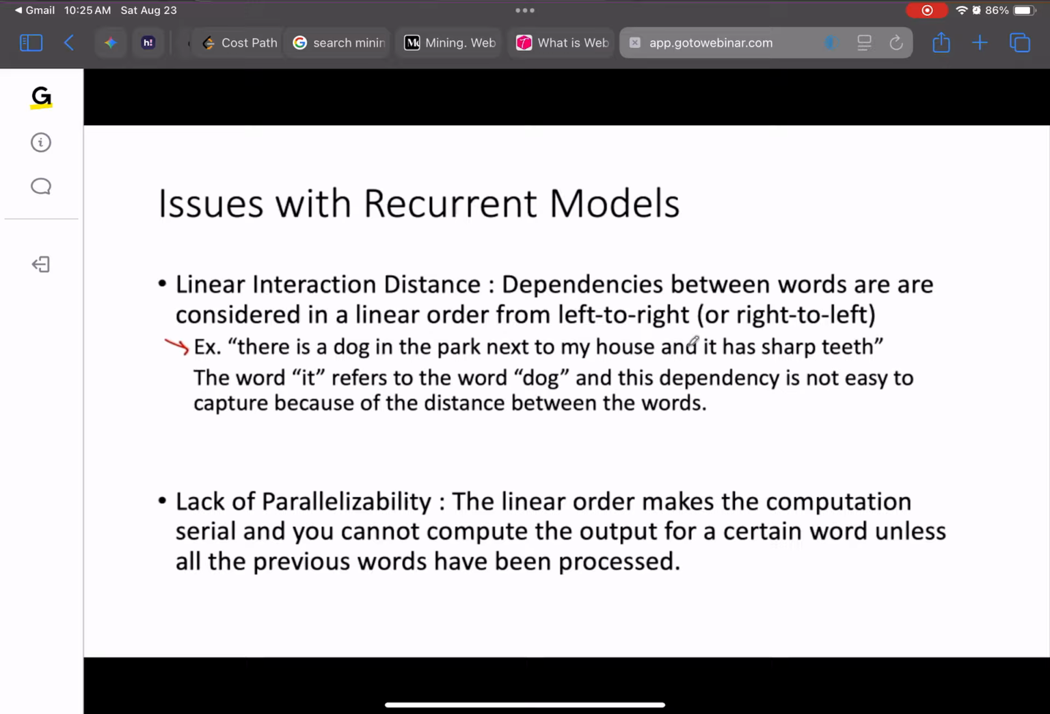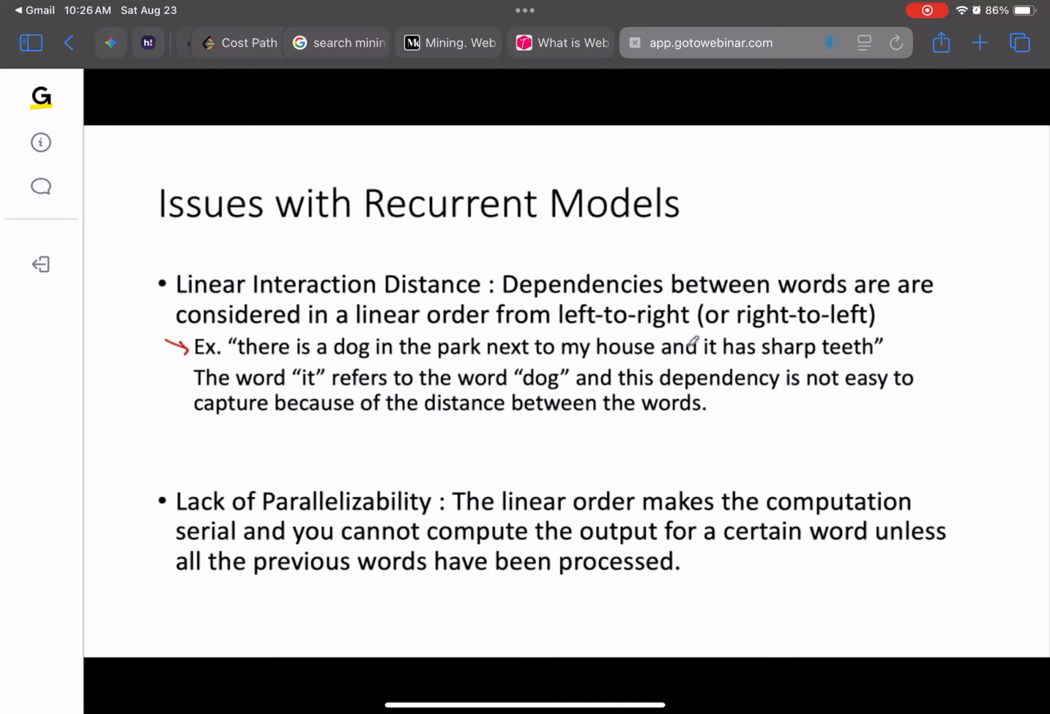One of the main reasons this is happening is that we have a linear order. By linear order, I mean we have to go one word at a time. We have to start from the left and go one word at a time to the right, or do it from right to left. Either way, we have to go one word at a time. We cannot skip words or directly connect to words. So this linear order needs to be followed, and that is a constraint for us in capturing these dependencies. Even if we use LSTMs and RNNs, we still see such issues in capturing long-term dependencies.